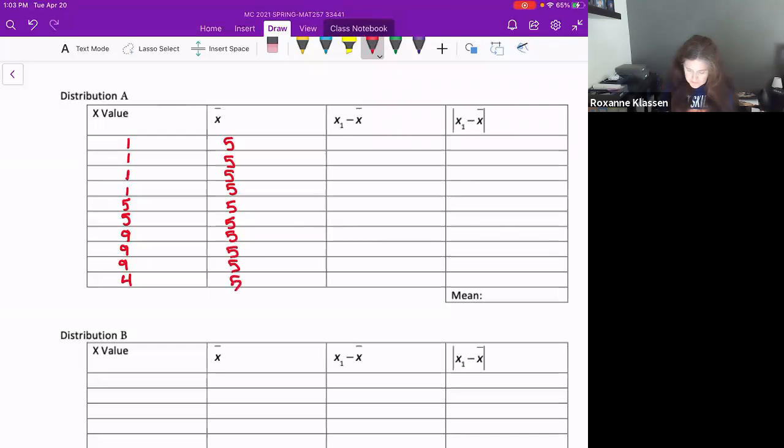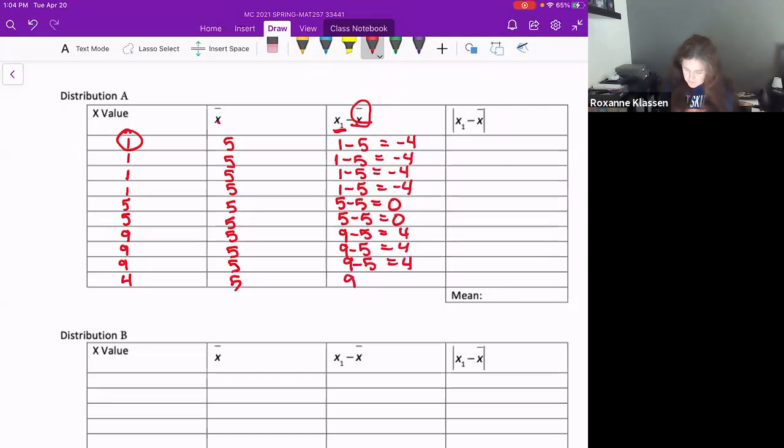Then it says, okay, take each data value, and subtract X bar from it. So you're going to go 1 minus 5, and you're going to get -4. 1 minus 5 equals -4, again and again for each 1. Everybody see what I'm doing? It's not hard math yet, right? This is not hard math, it's the interpretation. So 5 minus 5 equals 0. Then 9 minus 5, we're going to get all these positive 4s.